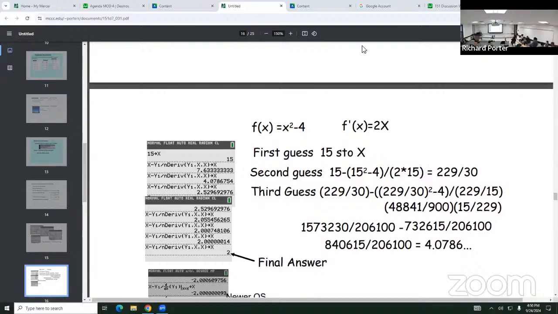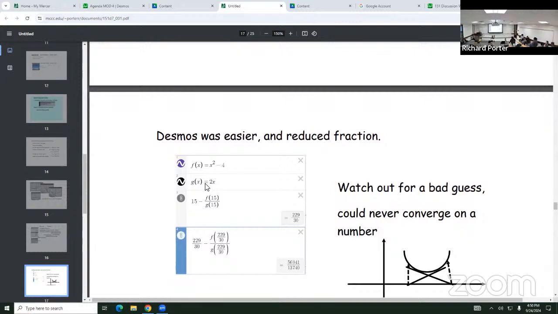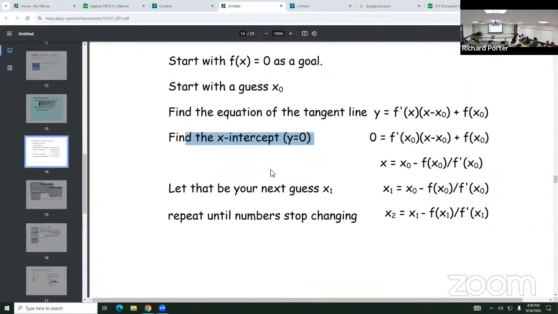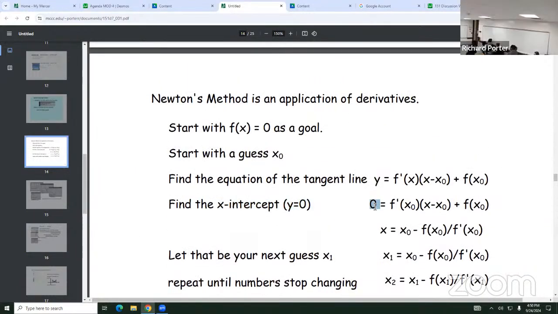So where did that come from? In Desmos, we can do the same thing. We can find the function, we can find the derivative, and those were all part of the tangent. Let me go back here for a second, hold on. When I find the x-intercept, that means y is 0. Newton's method. Do you see how? Yeah, Newton. This is the physics.